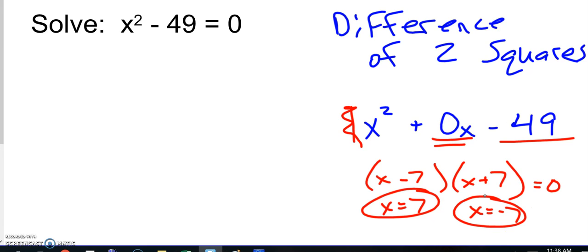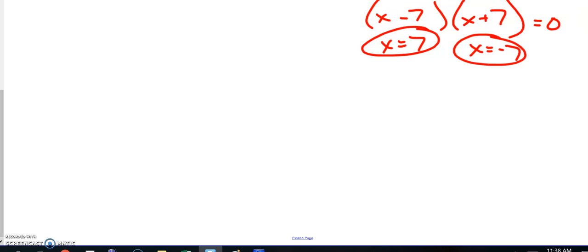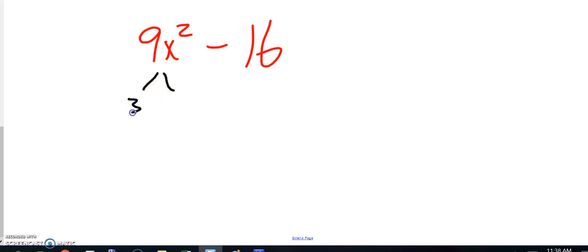But really, when you have the difference of two squares, let's do a different one here. Something that looks a little more funky, like 9x squared minus 16. We still have two perfect squares. 9x squared can be broken down into 3x and 3x. 16 can be broken down into 4 and 4.